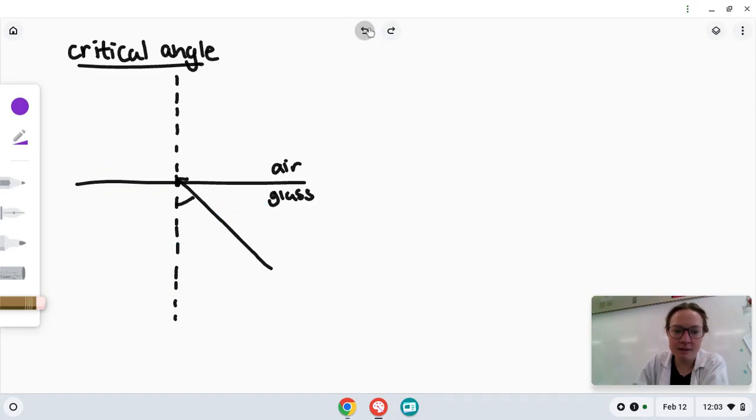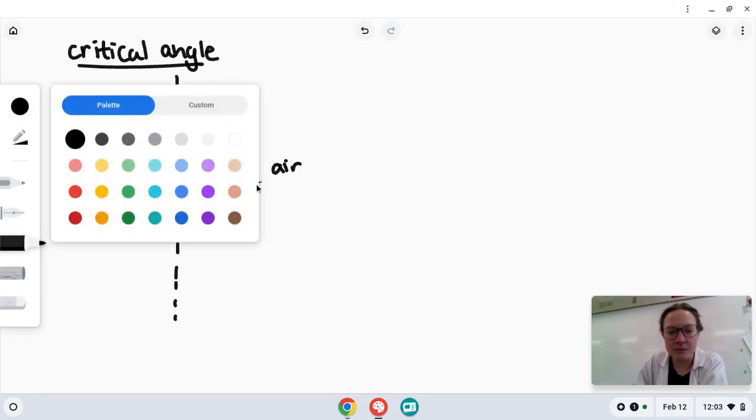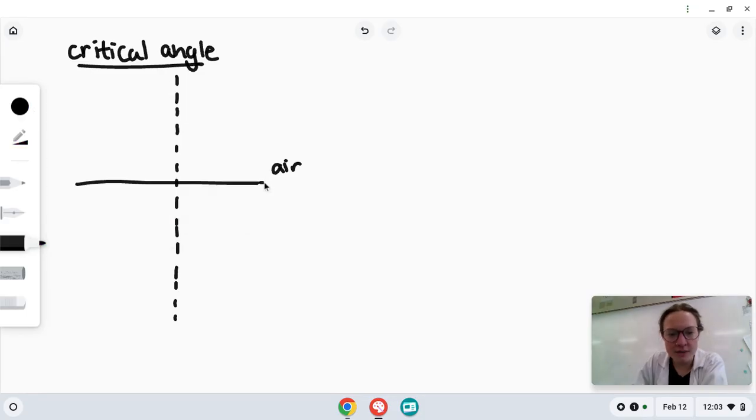Okay, great. Now this time, the critical angle really differs based on what materials you have, like which materials you're going from and to. If I'm going from glass to air, that's a different critical angle than if I'm going from air to glass, or from water to air, or from glass to water.